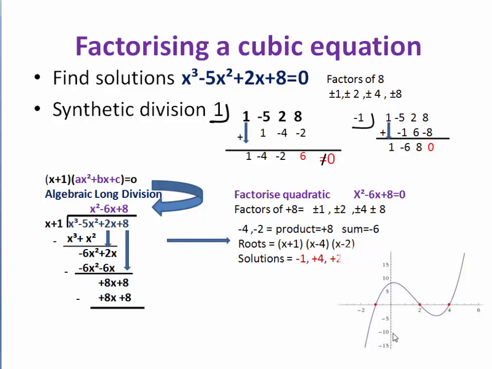If we put these on our graph, this cubic is going to have the solutions on our x-axis of minus 1, plus 2, plus 4, and we draw our cubic, a smooth curve through those points.